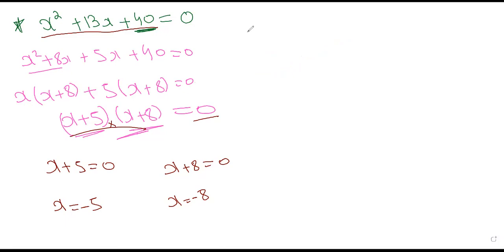Let's say, for example, the question was x square plus 13x minus 41 equals 0. How do we solve such questions? If you are not able to make the factors, would we write down no solution?